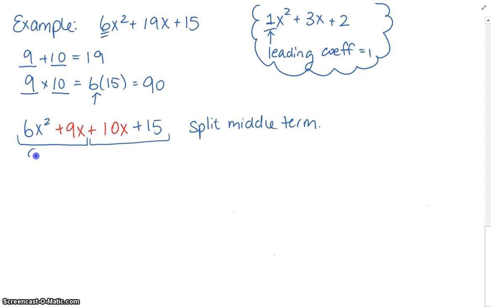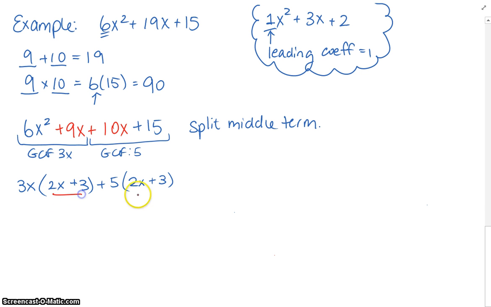So if I look at the first 2 terms again and we want to find our greatest common factor, we can see that 3x divides both of those. And if we look at our greatest common factor of the last 2 terms, we can see that 5 divides both of those. So 3x, if I divide that into 6x squared, is going to give me 2x. If I take 9x and divide it by 3x, I'm going to get 3. The greatest common factor of the last 2 terms is 5. If I divide 10x by 5, I'm going to get 2x. If I do 15 divided by 5, I'm going to get 3.